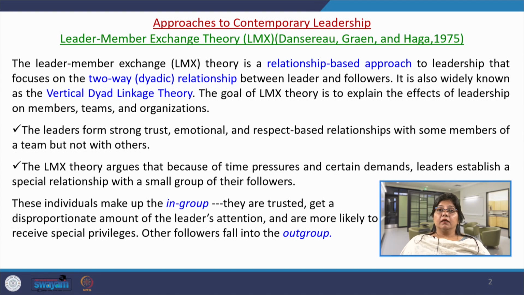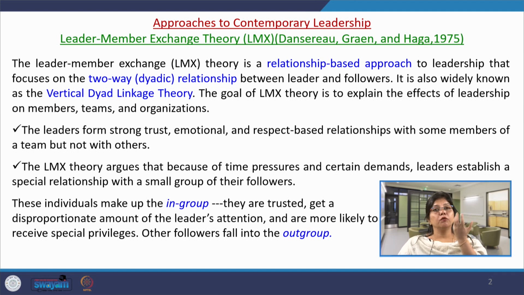So, in LMX, in this kind of approach, the leaders form strong trust and bonding and respect with some members of the group, but not with others. Generally, it is expected that a leader will have a good relationship with every member. Actually, a relationship is there with every member, but a leader definitely, to a certain point of time, will maintain a very close bonding, trust and healthy relationship with some members of the group, while not with others. LMX theory argues that because of time pressure and standards and demands, leaders establish a special relationship with a small group of their followers.